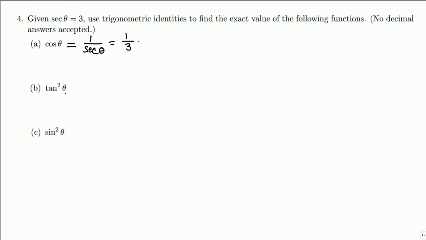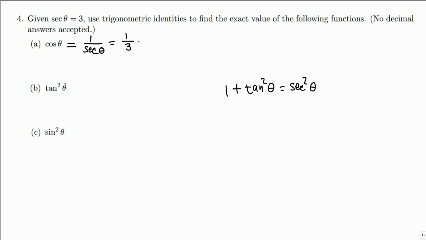Next, tangent squared theta. Now we need to write down the relationship between secant, because this is given, and tangent. We know from the Pythagorean identities, 1 plus tangent squared is equal to secant squared.